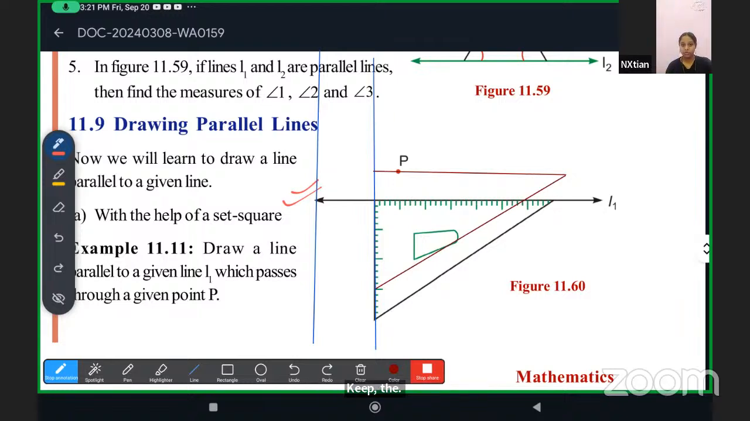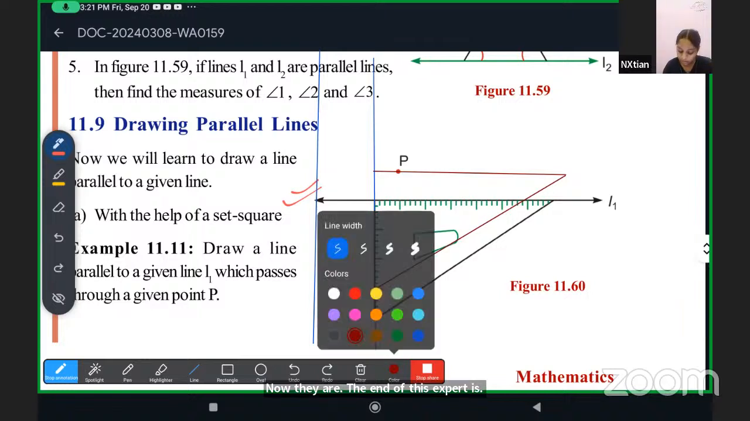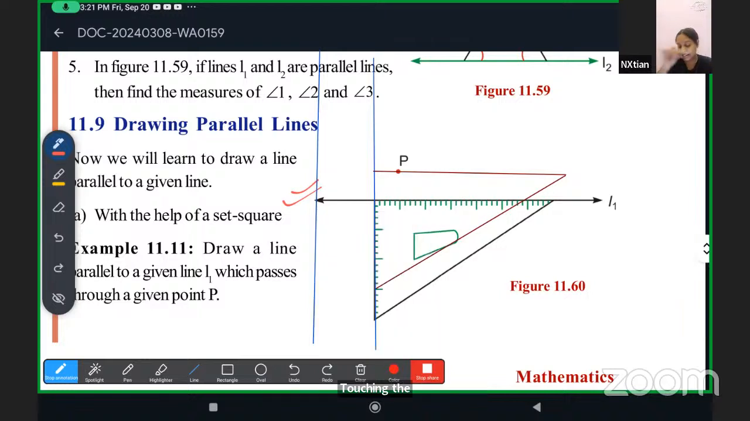Now, where the edge of the set square is touching the P point, from there only you draw a straight line, like this. I'm drawing it over the maroon line, a red line. Okay, and mark it L.